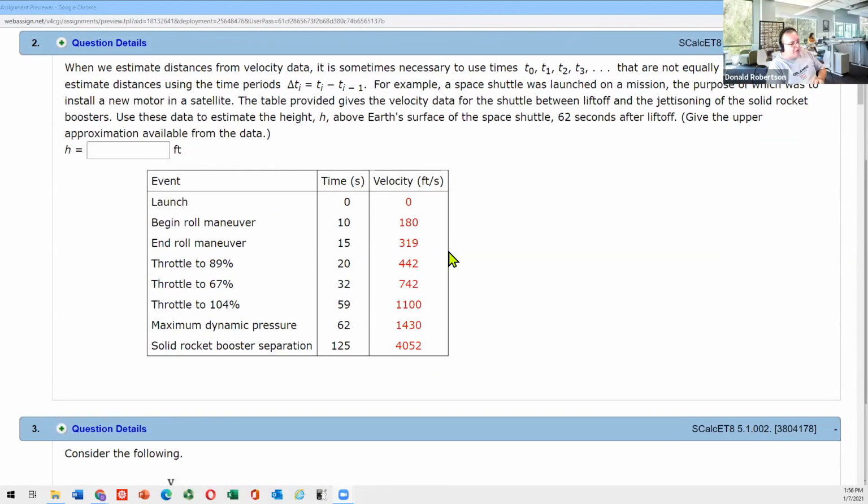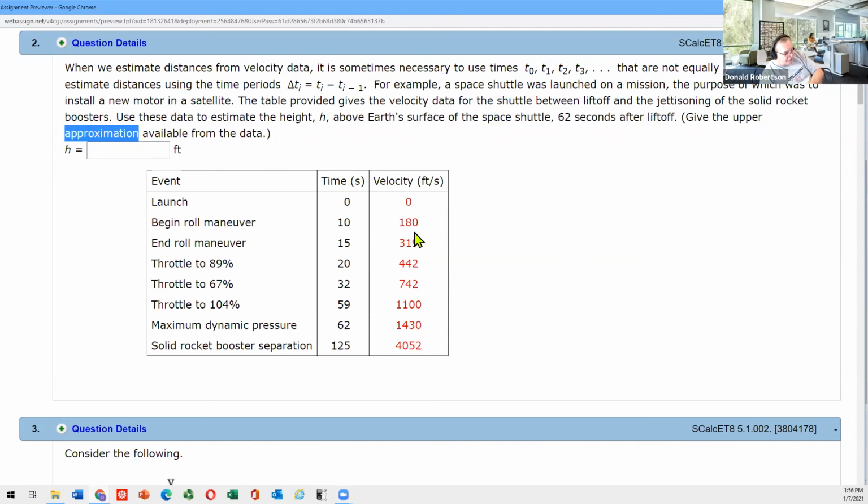So what you're going to do here is you're going to imagine, I mean, you could plot it and draw it if you like, but I can get away with that. The first strip goes from 0 to 10. So it's 10 units wide and it's 180 high. The next strip is going to only be 5 units wide because from 10 to 15 is 5 units. And its height will be the big number, 319. Well, you might say, why am I choosing the big number and not the little number? Upper estimate. Upper approximation.